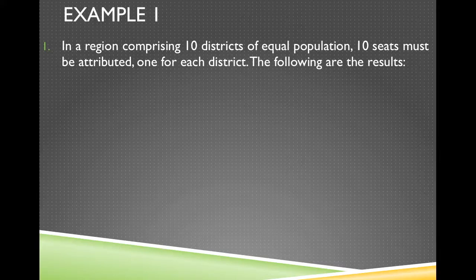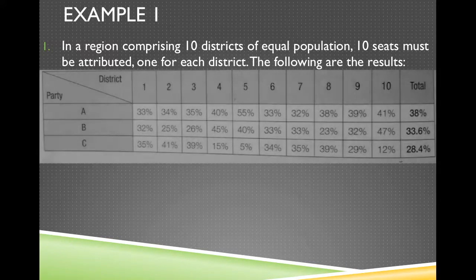First example here: in a region comprising 10 districts of equal population, 10 seats must be attributed, one for each district. The following are the results. So here they are. As you can see, you have four parties, A, B, C, and D, and you have 10 districts, 10 seats. Okay, this works out well. If you look, each district has technically its own winner.